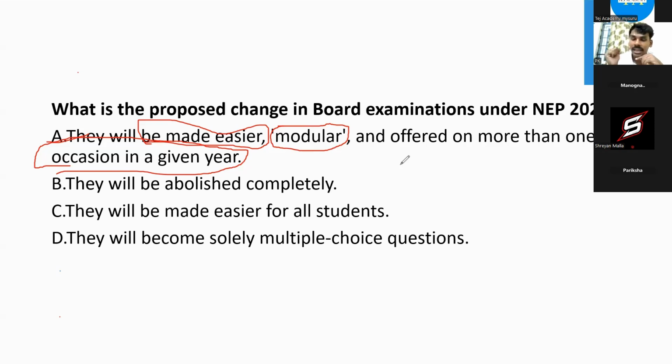Yes, sir. Yes, we have to wait and watch what they are going to do and what they actually mean by modular. How many options are they going to provide and during what time are they going to provide? For whom are they going to provide? All these things have to come. But for now, they have proposed this change, which has not come into action yet because we all know that board exams are happening only once. Yes, so it's the proposed change. And all of these are to be achieved by 2030. So they'll take their own sweet time and try to figure out how they can offer these board examinations on more than one occasion in a given year.